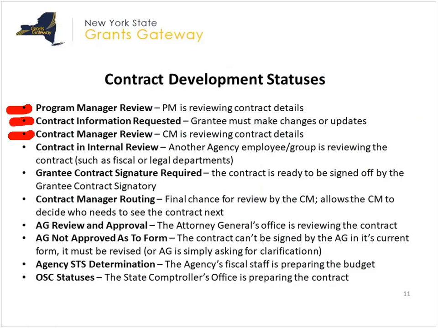There might be an internal review, which the Department of Health doesn't actually do that step in the system. But then we go for signatures. We go to get you to sign it, the Grantee Contract Signature. Then it goes to the status called Contract Manager Routing. That's a behind-the-scenes thing, but you might see that if you log in and look at your status. But then it goes to the Attorney General Office and to the OSC, the State Comptroller's Office, to get signed. So again, there's kind of half and half. You've got the development part of it, and you've got the signature part of it. So we'll be seeing that today.